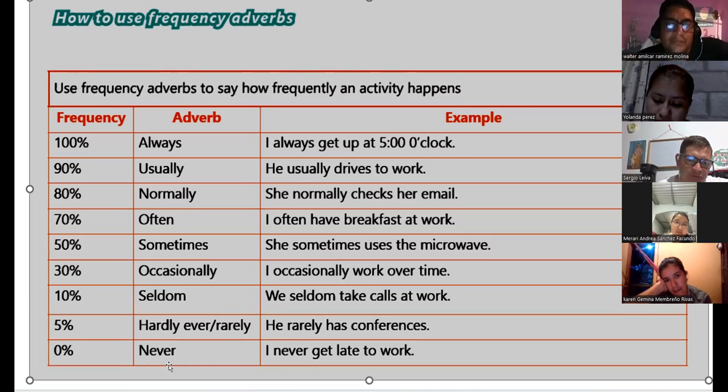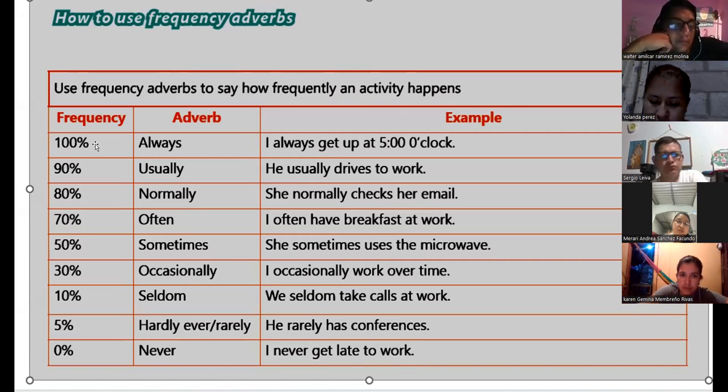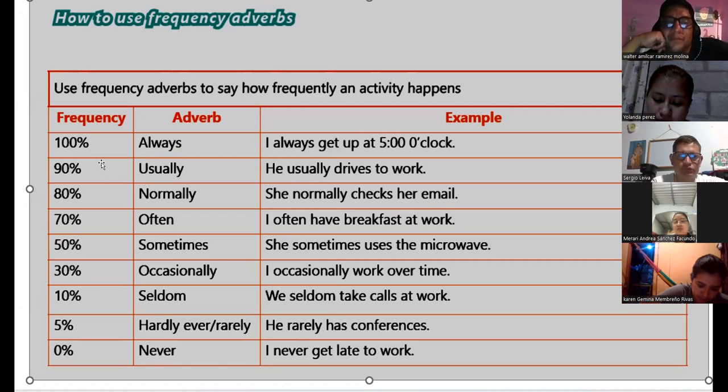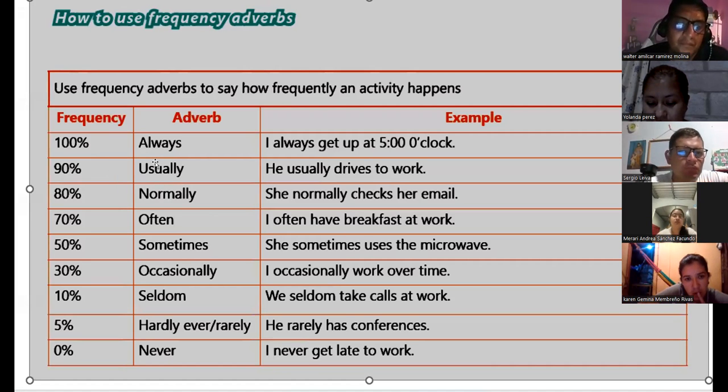Okay, ahora, cuando hablamos de always, estamos diciendo the 100% of the times, no time missing. O sea que nunca falta esa actividad, siempre se realiza. That's always, no matter what, always is always, okay? Un poquitito menos de las veces sería usually, okay? 10% less, it means the 90% of the times we use usually. When the 90% of the times you perform the action, then you are going to use usually. And this is the most common. Este es el más común de usar.